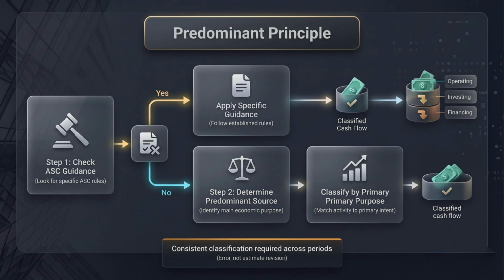Consistency also matters. Similar transactions should be classified consistently across periods unless a valid accounting reason supports a change. Changing classification just because this year's presentation looks nicer is not judgment. That is accounting cosmetics, and reviewers usually do not appreciate cosmetics in cash flow classification.